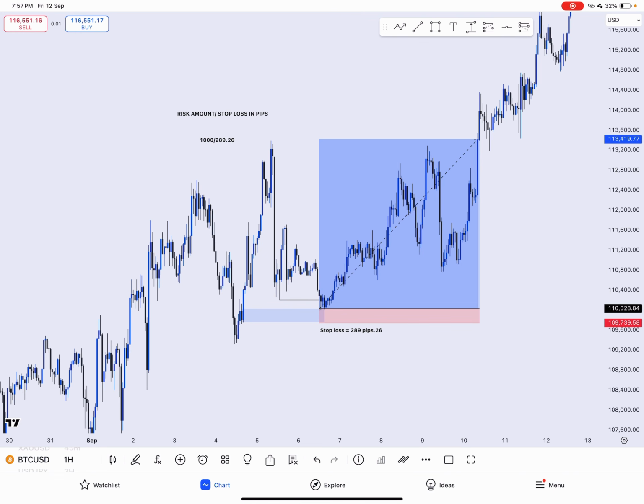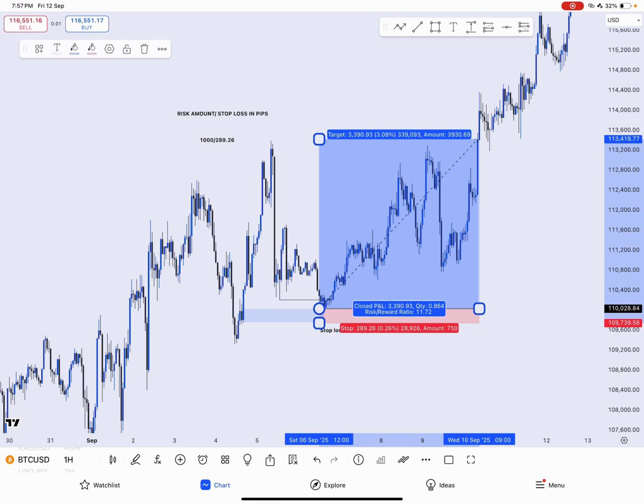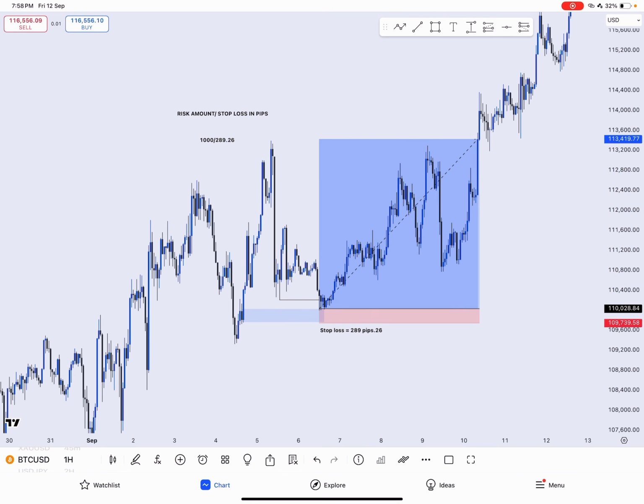Basically 3.457, and when you approximate it, it's 3.46 lot size. So if you risk 3.46 lot size and your stop loss gets hit, if you do 3.46 multiplied by your stop loss in pips, 289.26, you're getting approximately $1,000, meaning that $1,000 is the risk for this trade.